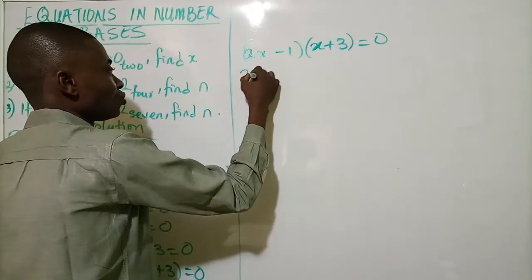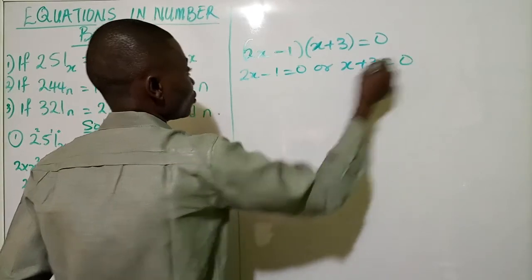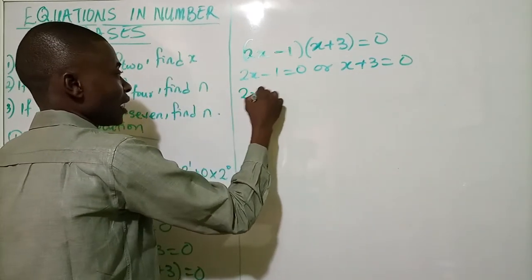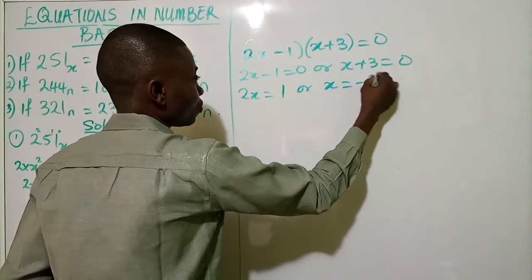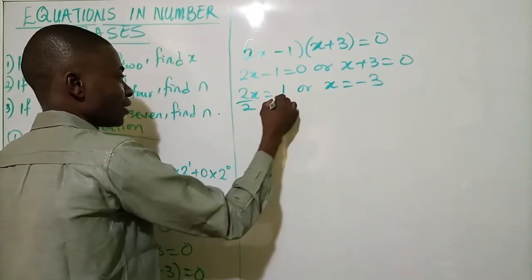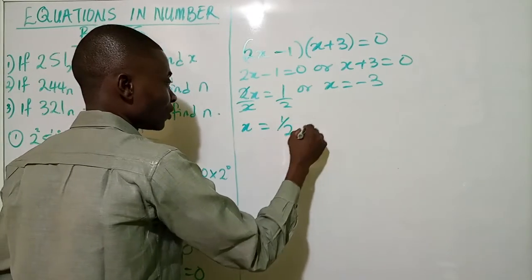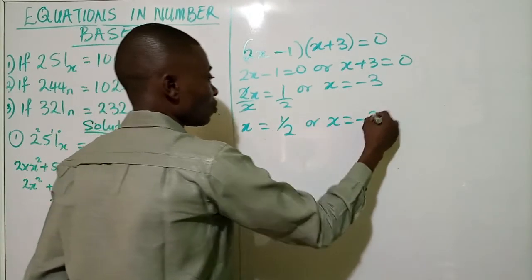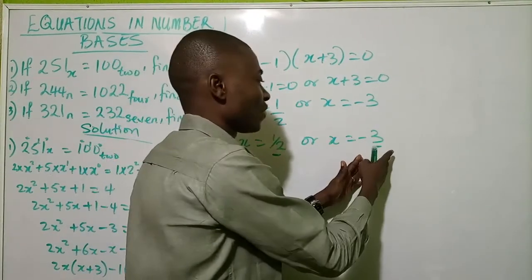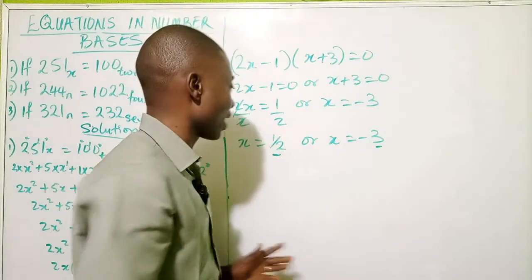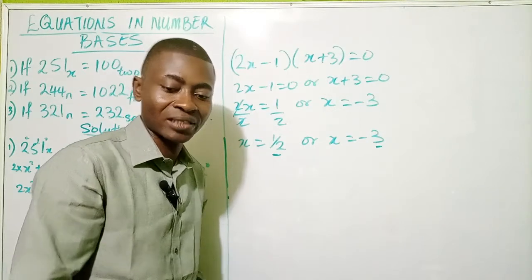So this means that 2x minus 1 equals to 0, or x plus 3 equals to 0. So you collect like terms. 2x equals to 1, this comes here, or x equals to minus 3. So you divide both sides by 2. So x equals 1 over 2, or x equals minus 3. Now, since x cannot take up a fraction or a negative value, the two values of x that we're having here do not satisfy the equation. Both of them do not satisfy the equation.